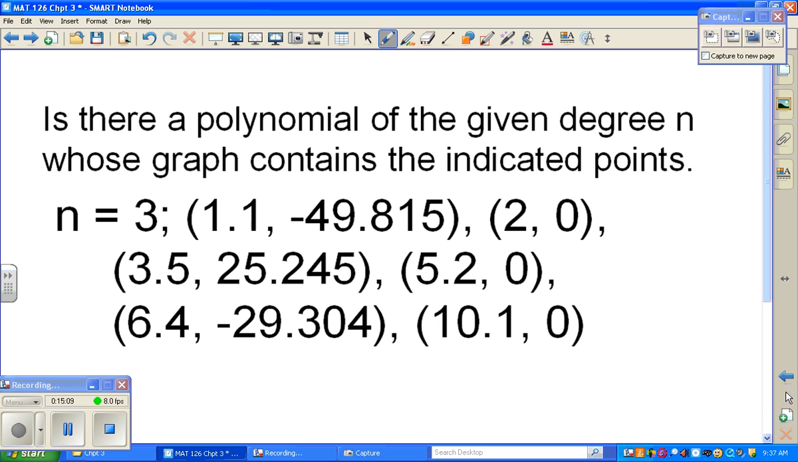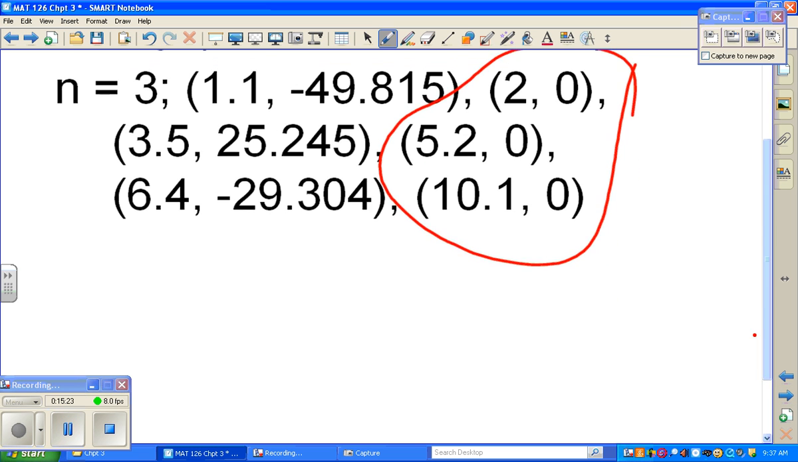You graph that one out and give it a go. That one you just check out with the zeros. You find a and see if it works. It looks a lot harder than it really is. x minus 2, x minus 5.2, and x minus 10.1. You put this number in for x and see if you get that number out for y. It's not very difficult because you have a graphing calculator.